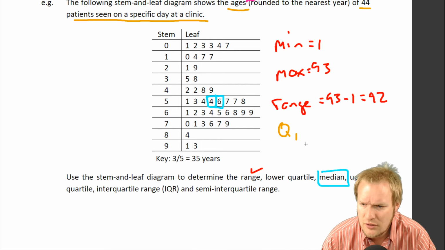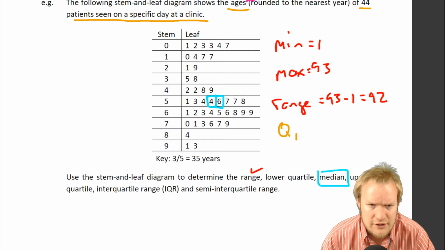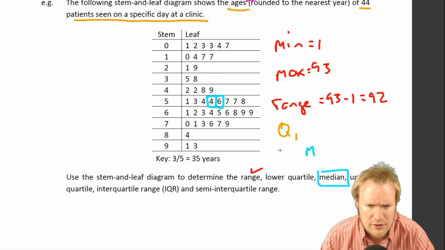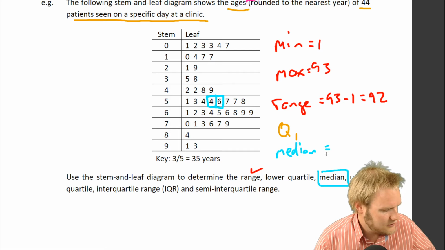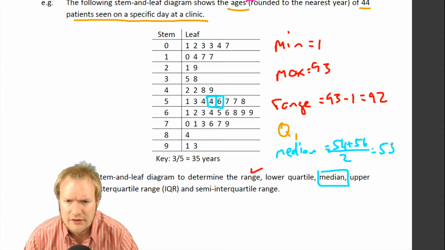So therefore, what is the median? Well, it's between 54 and 56. So our median is 54 plus 56 over 2, which gives us 55. So it's like there was a 55-year-old. That's the middle kind of number.